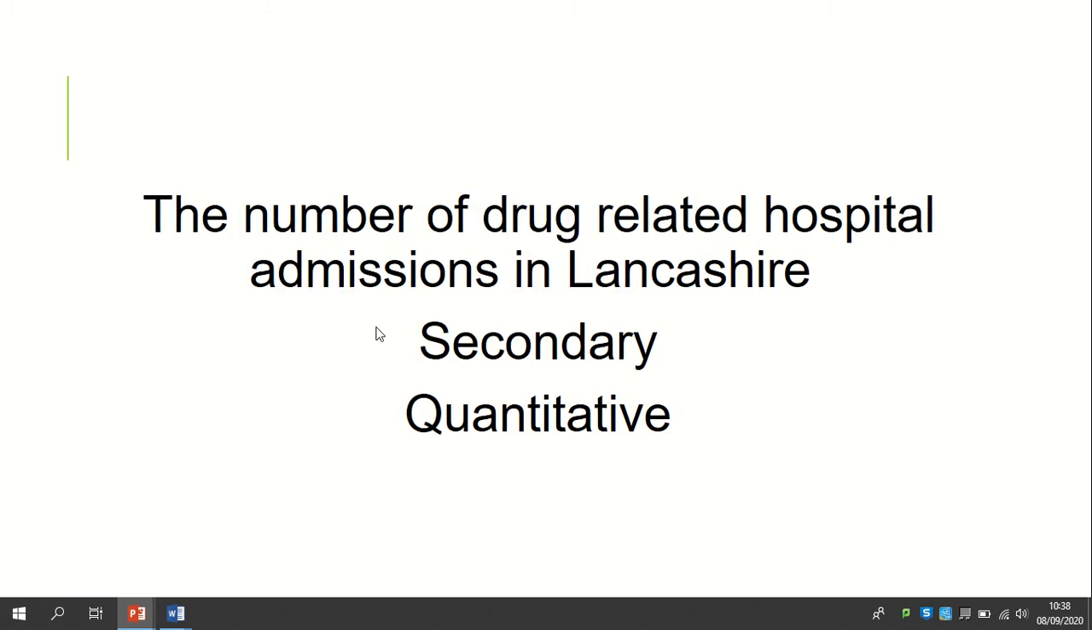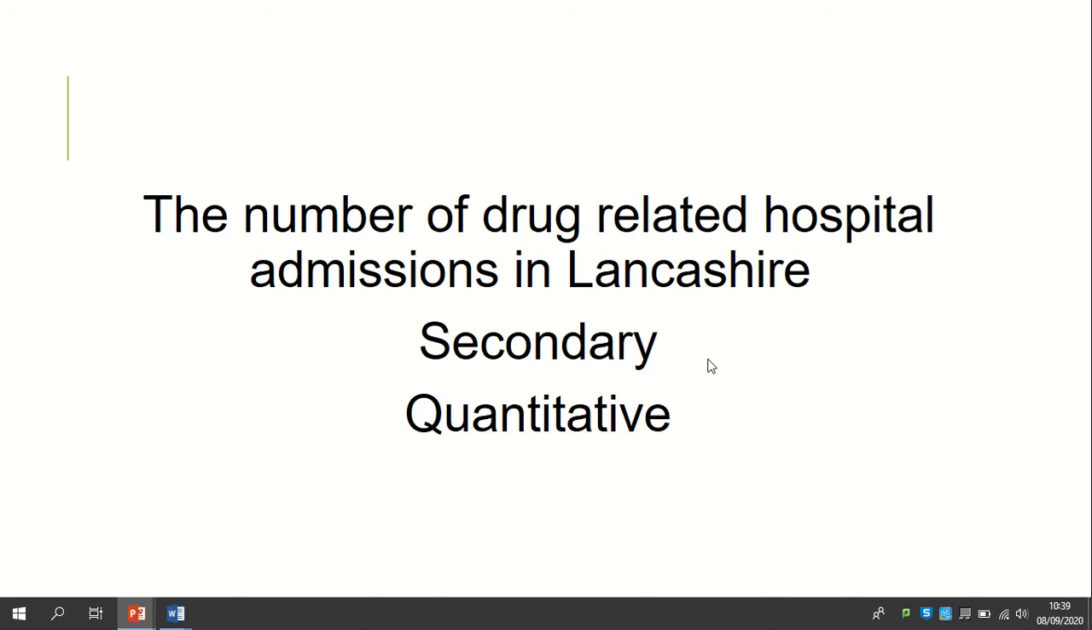The number of drug-related hospital admissions in Lancashire. So because it says number, we know it's quantitative. Now you haven't collected that yourself. That information's already there as a statistic available to you, so it would be considered secondary.